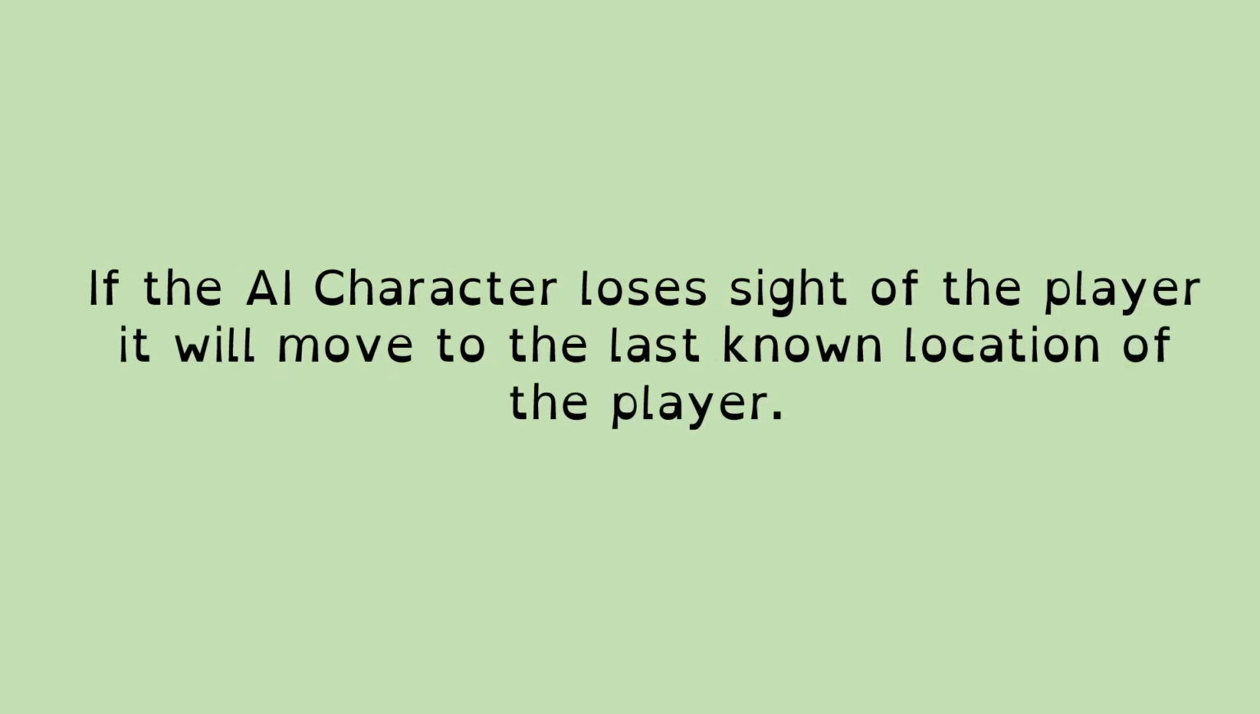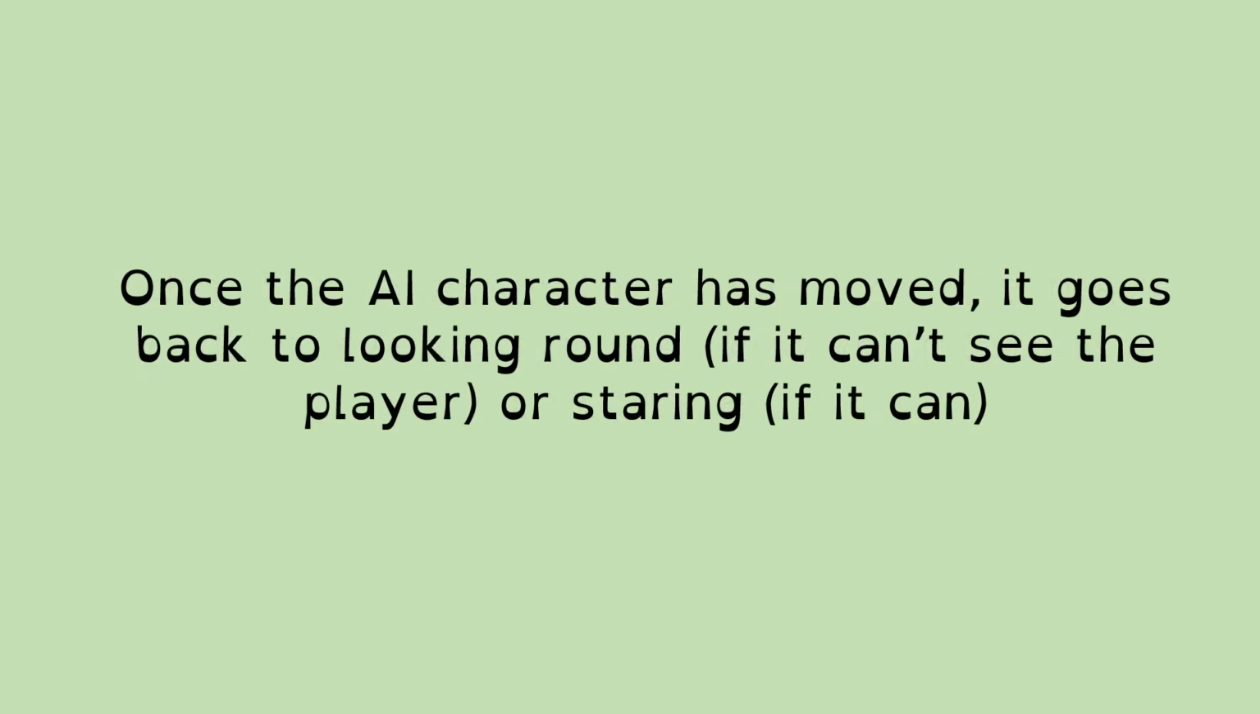Once the AI character has had sight of the player, and if they then lose sight of the player, so if the player goes around a corner or something, the AI character will then move to the last known location of the player. So it'll go to where it last saw the player. And then once it gets there, it goes back to looking round if it can't see the player, or if it does catch sight of the player, it'll revert to the staring. So that then starts the cycle once again. If it loses sight of the player again, then it will again move to the last known location of the player.